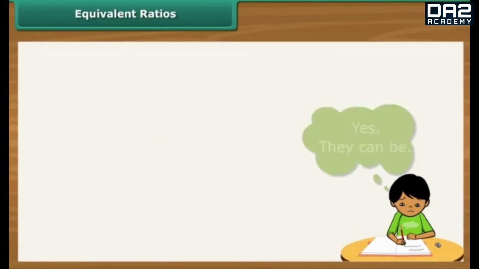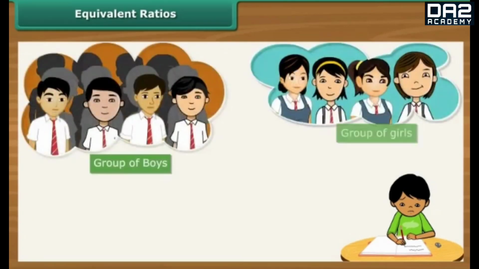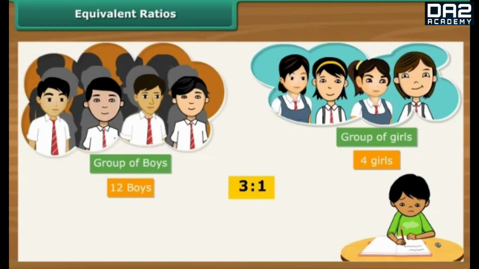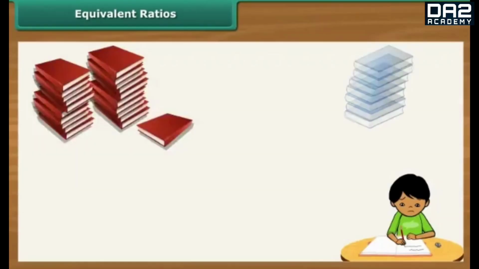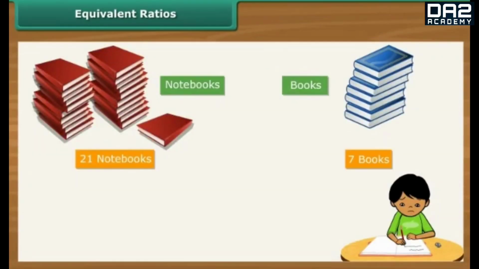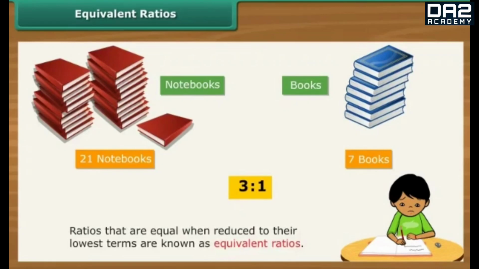Yes, they can be. What the first one tells us is that boys are 3 times more than the girls in Ritesh's class. The second ratio tells us that the notebooks are 3 times more than the books in Ritesh's bag. Ratios that are equal when reduced to their lowest terms are known as equivalent ratios. Let us verify whether the following ratios are equivalent or not.